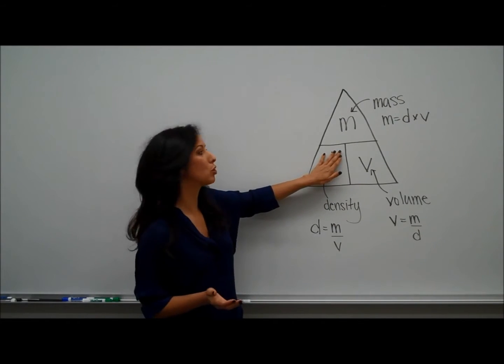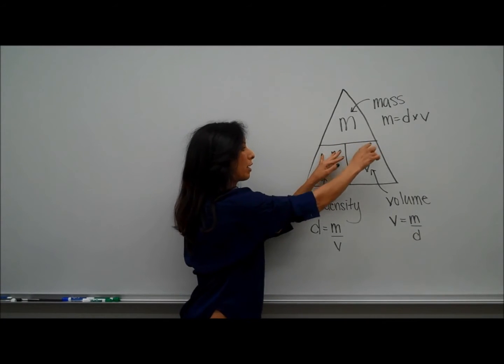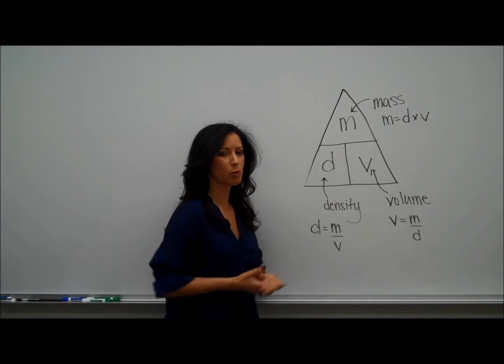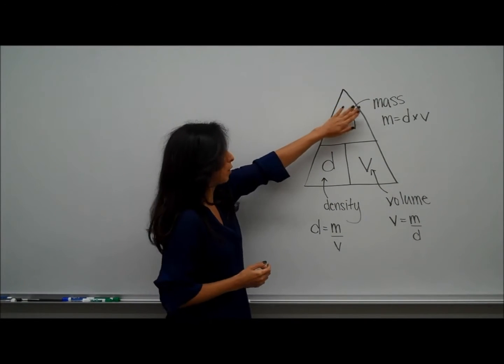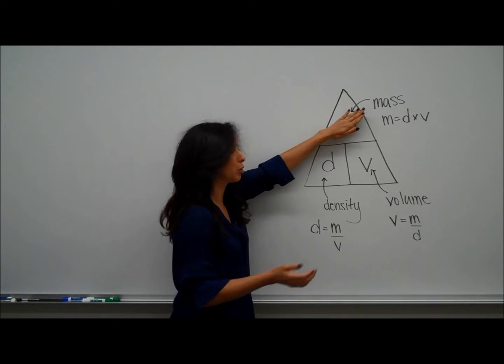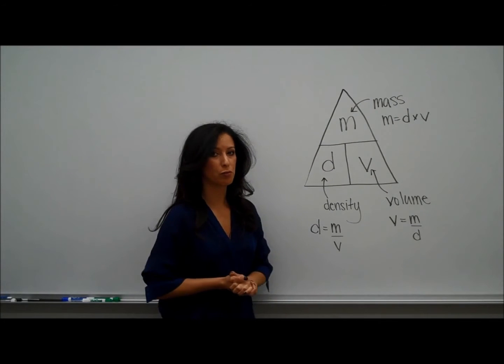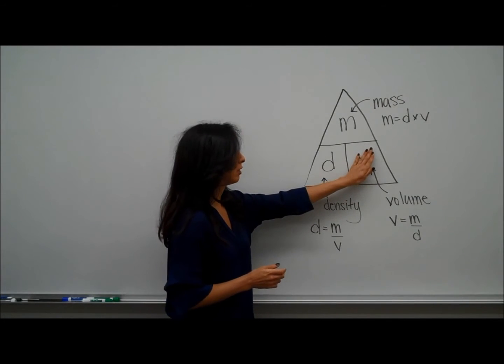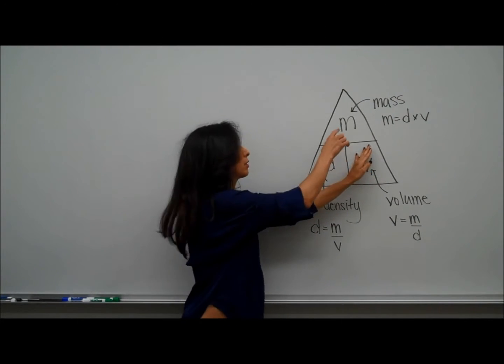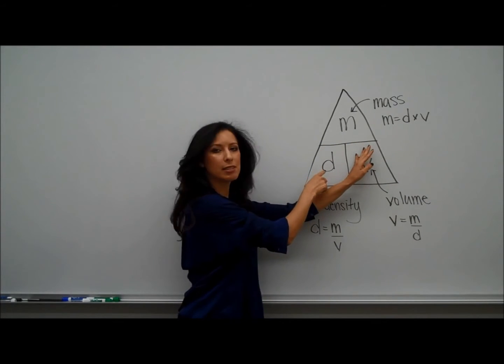And the equation you will use is mass divided by volume. When solving for mass, cover up M, and the equation you will use is density times volume. When solving for volume, cover up V, and the equation you will use is mass divided by density.